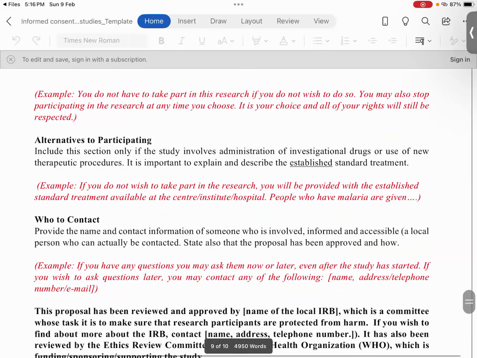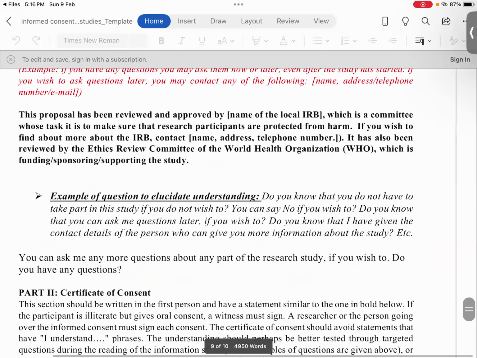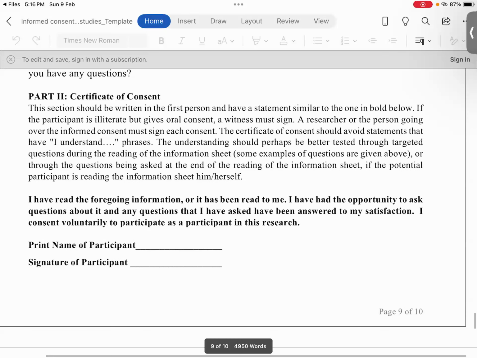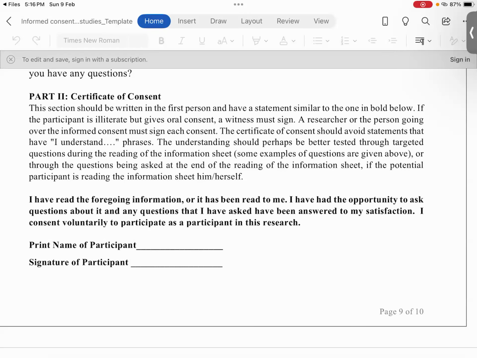So part 2, I also wanted to show you. Part 1, the rest of the section, you can go through at your own pace. But now I wanted to show you part 2, which is where they give consent. So part 1 is the information part, and part 2 is the consent, right? Here, first of all, this section should be written in the first person and have a statement similar to the one in bold below. If a participant is illiterate but gives oral consent, a witness must sign.